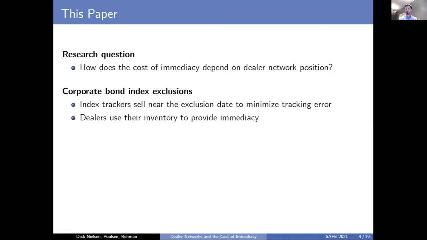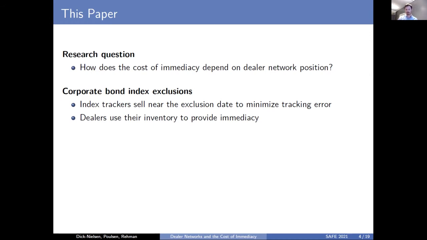This implies that whenever a bond gets excluded from the index, then these index trackers have a strong desire to sell the bond on the rebalancing date when this bond is excluded from the index in order to minimize the tracking error. So index trackers are demanding immediacy, and dealers are using their inventories to supply this immediacy to the investors. Now, looking at trades around these index exclusions, we can isolate the cost of using the dealer's inventory.